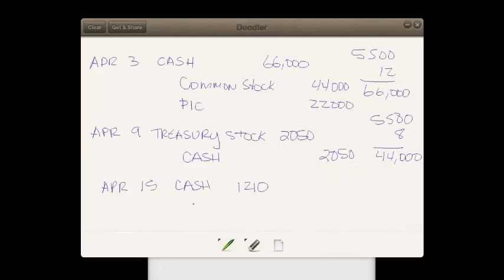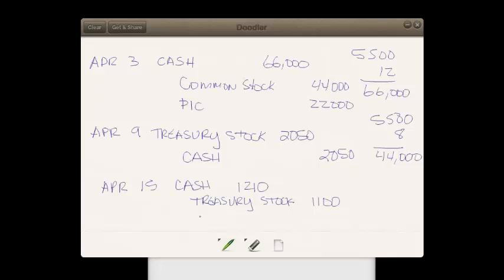Okay, and then we're taking those out of treasury stock. So we reduce treasury stock with a credit. But for how much? How much is the amount that we originally paid for them, which was $10. If you look back on April 9th, we paid $10 for those. So 110 shares at $10 each is $1,100.